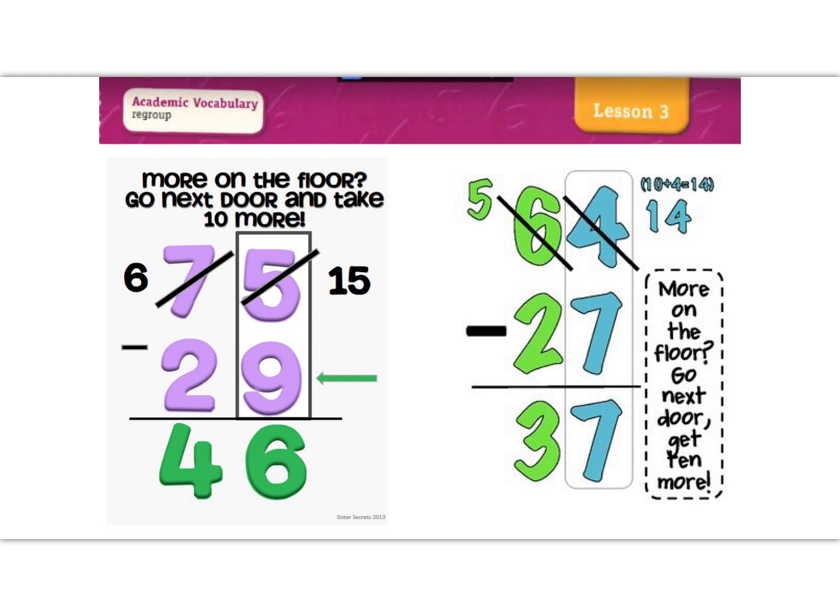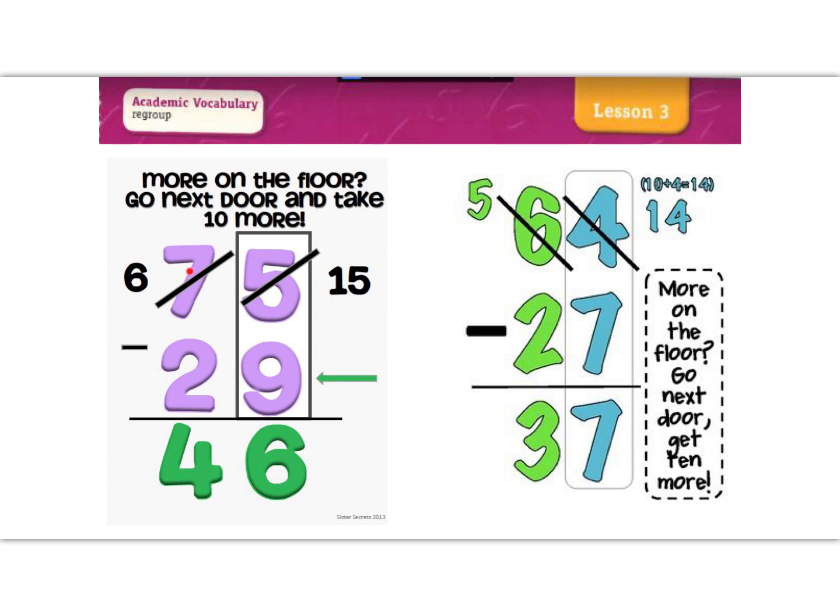So it says, here's some examples, 75 minus 29. Well, here's the kind of little question that you can ask yourself. More on the floor, go next door and take 10 more. So if we look here, 5 minus 9, we can't do that. There's more on the floor. So we need to go next door and take 10 more.